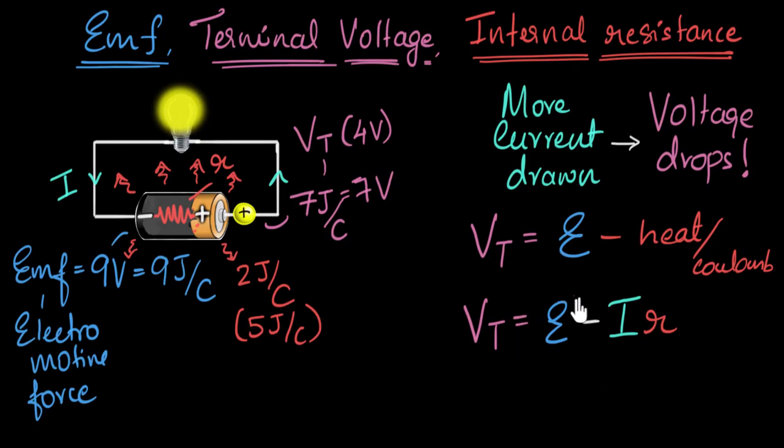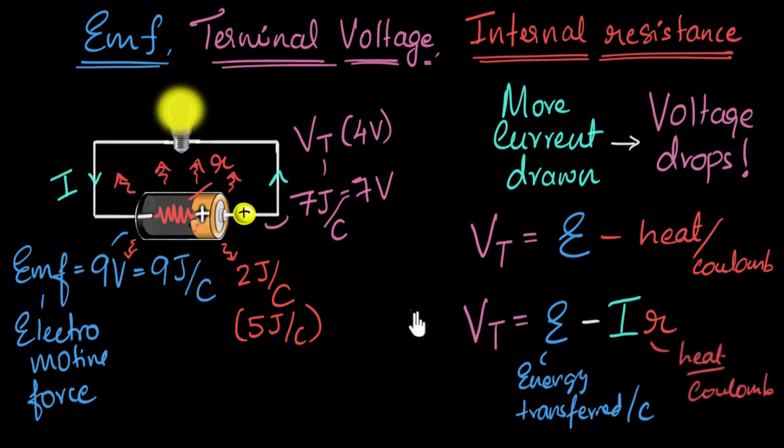This is the energy transferred by the battery per coulomb. This is the heat energy lost per coulomb. And the terminal voltage is the net energy gained per coulomb as it goes from here to here.